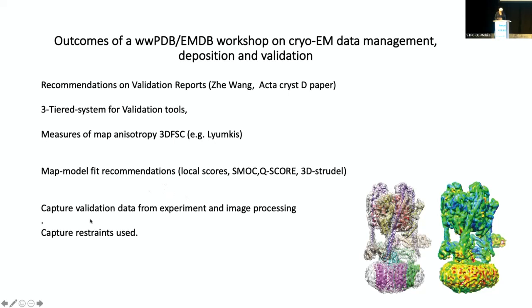Generally, there needs to be a capture of validation from experiment and image processing, which we ultimately might end up in depositions, and then also an idea of what restraints have been used in refinement. And I think perhaps other speakers have emphasized the idea that using a metric both as a target and as a validation measure runs into problems.